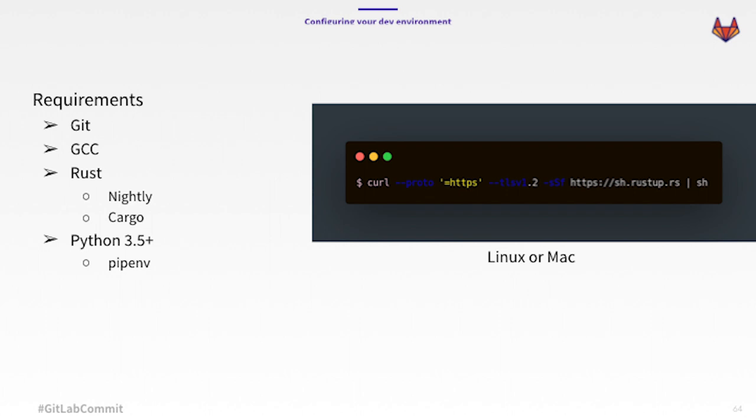We also need Git, GCC. Rust needs a C compiler, and Cargo, which is the package manager for Rust projects. And talking about Python, we can use pipenv to manage the dependencies of our project.